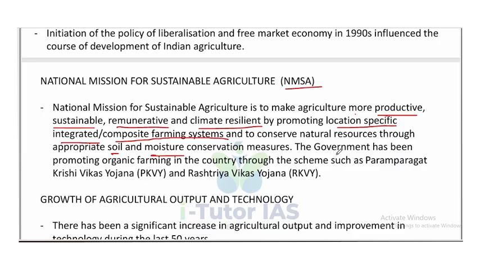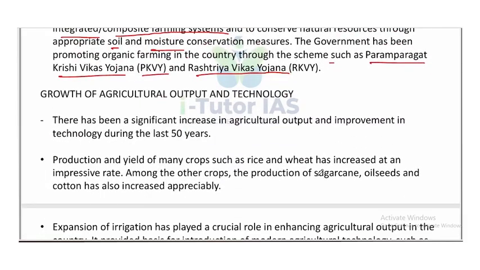The government has been promoting organic farming in the country through the schemes such as Paramparagat Krishi Vikas Yojana, PKVY, and Rashtriya Krishi Vikas Yojana, RKVY. Now, growth of agriculture output and technology.